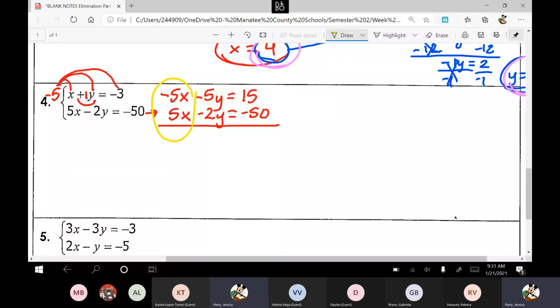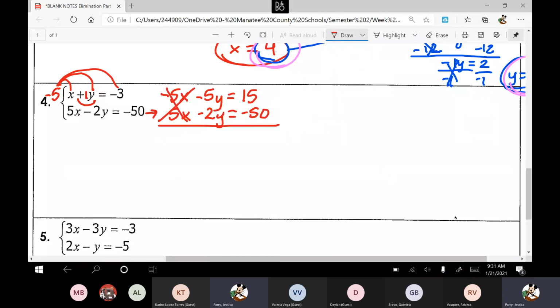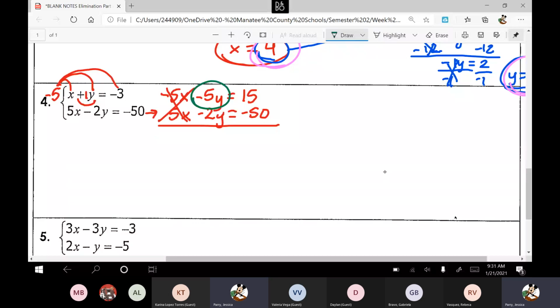Now we can see our x values are opposites, so we know we're going to eliminate our x values because they're different signs and the same number. So we're eliminating our x values. They're gone. Now we can start adding up the rest of our equation.